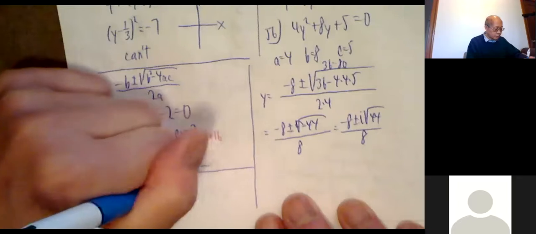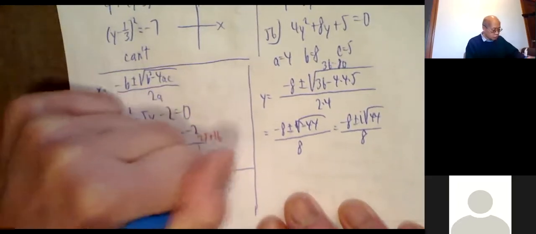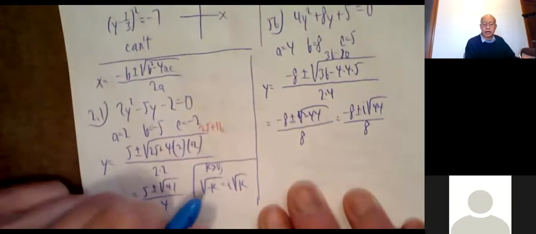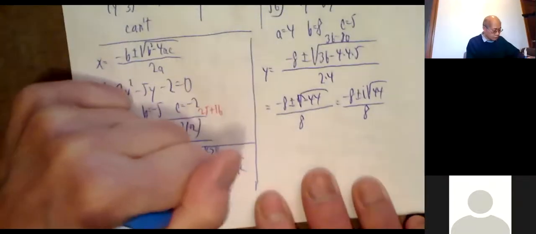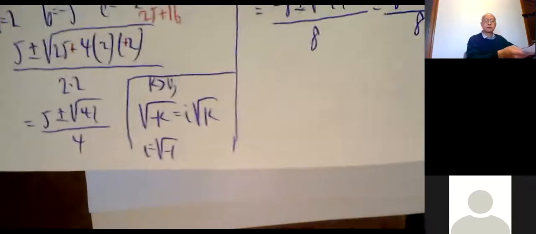Maybe a little sidebar here. If k is positive, then the square root of negative k is i radical k. i is the square root of negative 1 by definition.